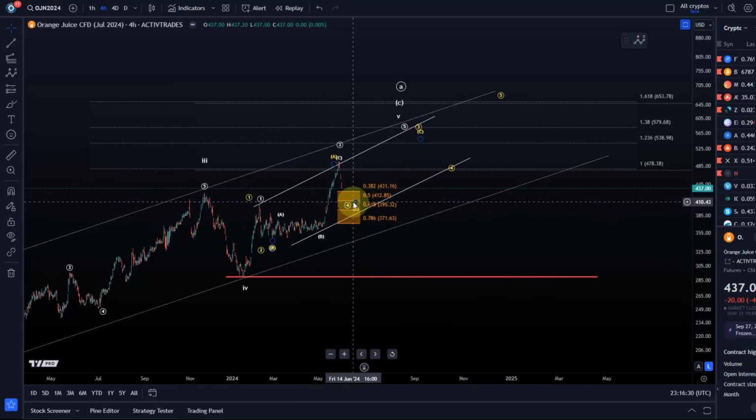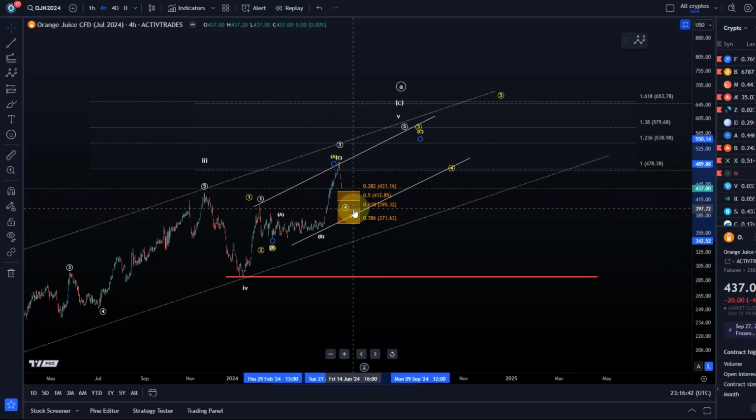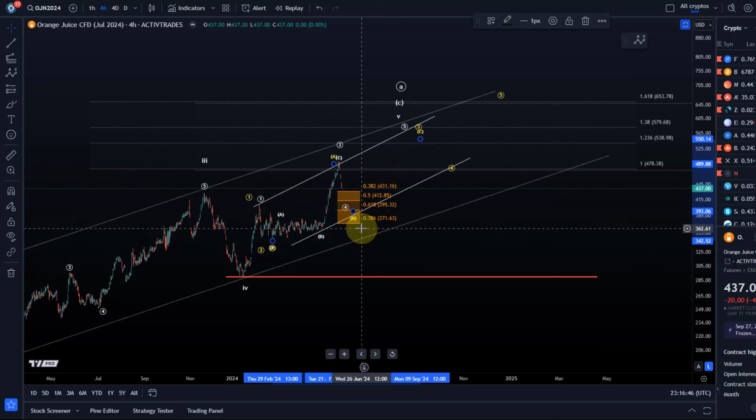So you've got these levels to watch: 431, 412, 395. In the white count, ideally it doesn't even break below 412. Well, if it does, it could be more likely the yellow count, which however also shouldn't really break below 371. If it does that, then maybe something different is going on.